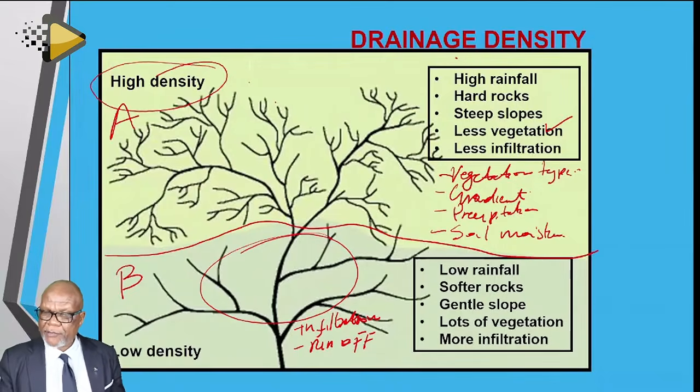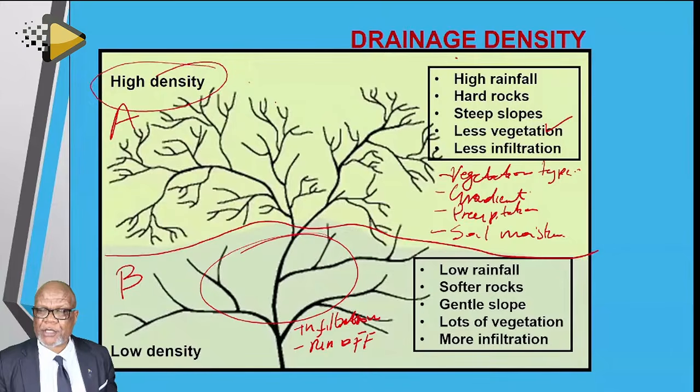Okay, so these are the factors that are going to be influencing the drainage density at A and B. You must be able to explain how drainage density is affected by a number of factors, because the question could come as a scenario question saying, how did vegetation influence density at A? Or how did gradient influence density at B?